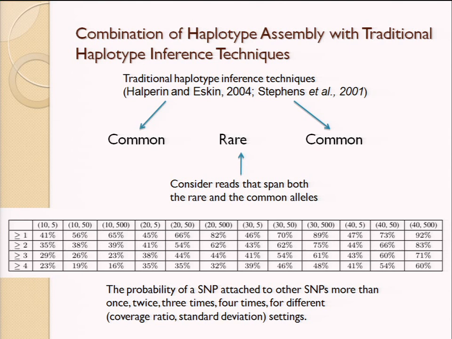Techniques like common variants, they require very low coverage ratio. It is a rare list. So we want to apply all the reads. That's the rare and the common. This tells you the probability five times, four times for different. And this is the probability that we recover the missing allele. Rate of coverage ratio 40 or 30.